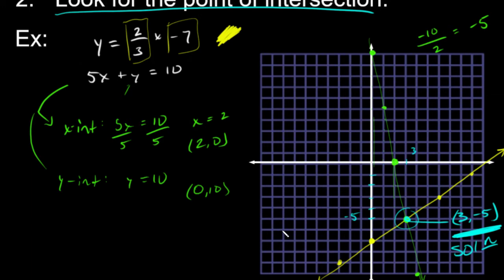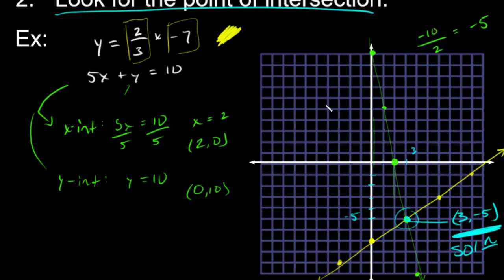All right. So it turns out that, excuse me. Sorry about that. So it turns out that (3, -5) is the solution here, and that's the point of intersection.